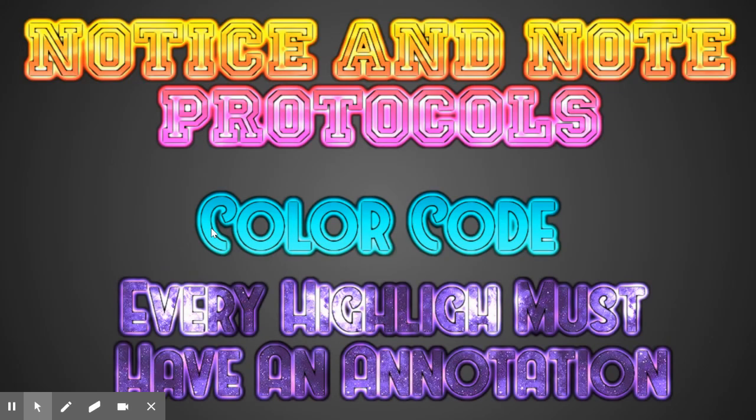And then don't forget that if you're going to highlight something, every single time you highlight, you must have an annotation go with it. If it was important enough for you to highlight it, then you must have something to say about it. Otherwise, you shouldn't have been highlighting it.